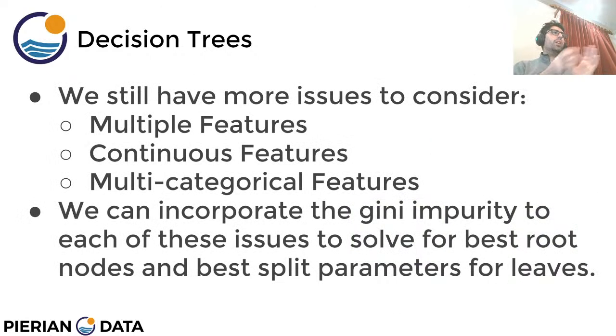Okay, so there's still a lot more stuff to consider, and we won't go through the slides here. I think, did I say highest? It should be lowest. Okay. So we still have more features to consider: multiple features, continuous features, multi-categorical features, lots of stuff to consider.